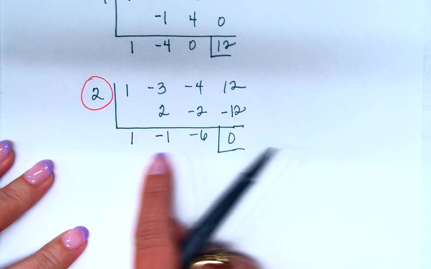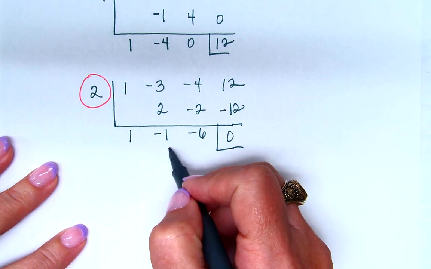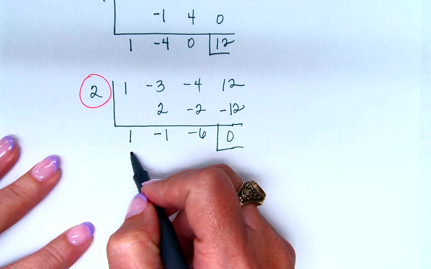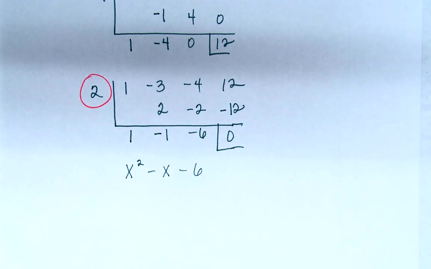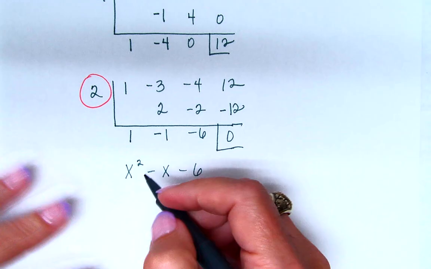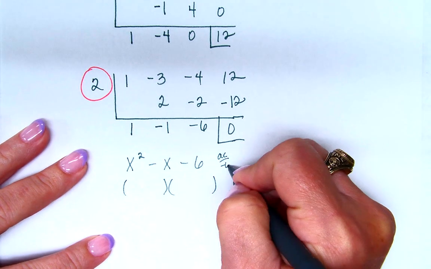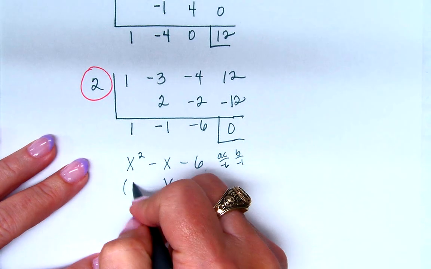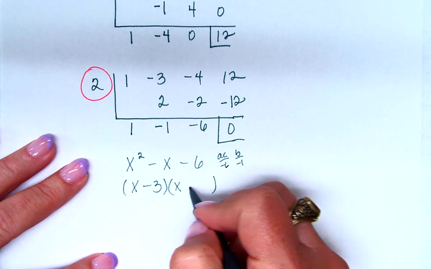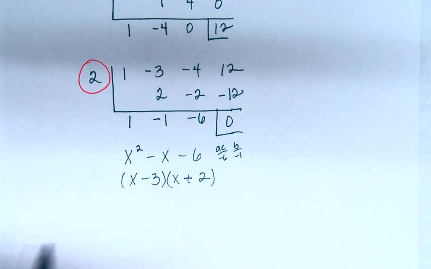Transfer this back into an equation for me. That's the remainder, so that's the constant. This is the x, and this is the x squared. So this says x squared minus x minus 6. Is that an equation you could easily factor? Yes. So AC is negative 6, B is negative 1. Negative 3 and positive 2. Those are called factors.